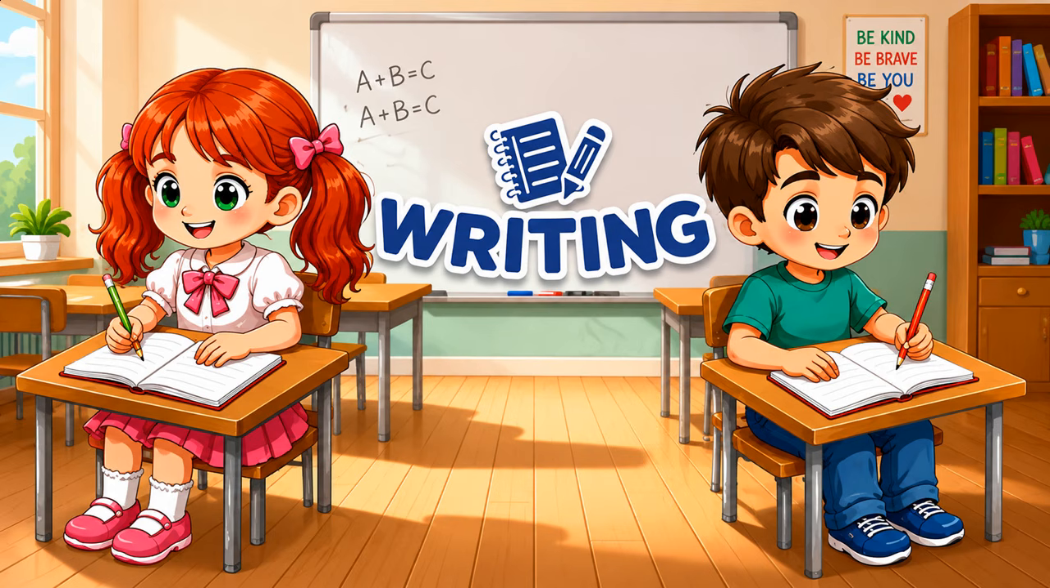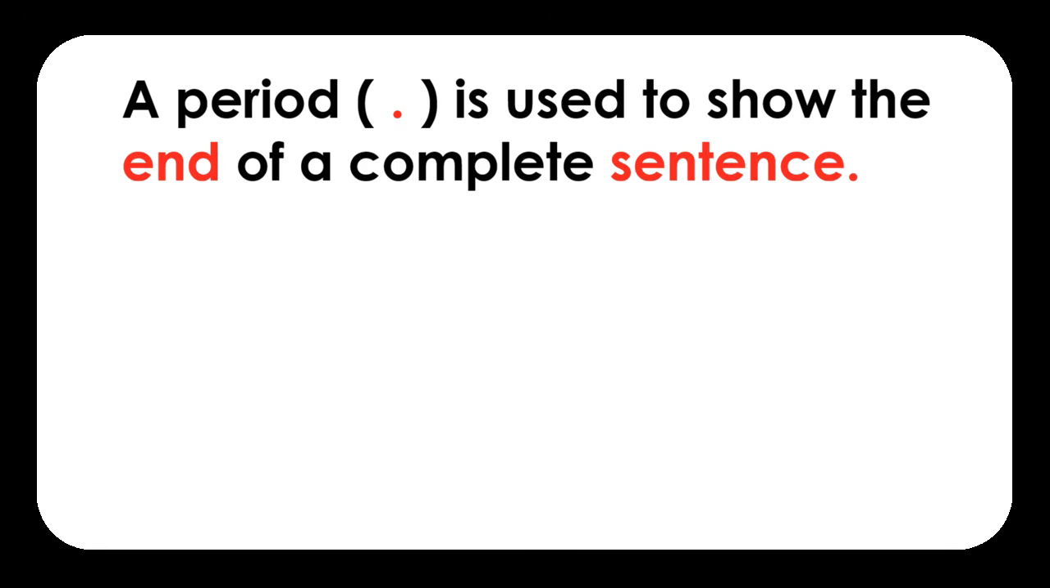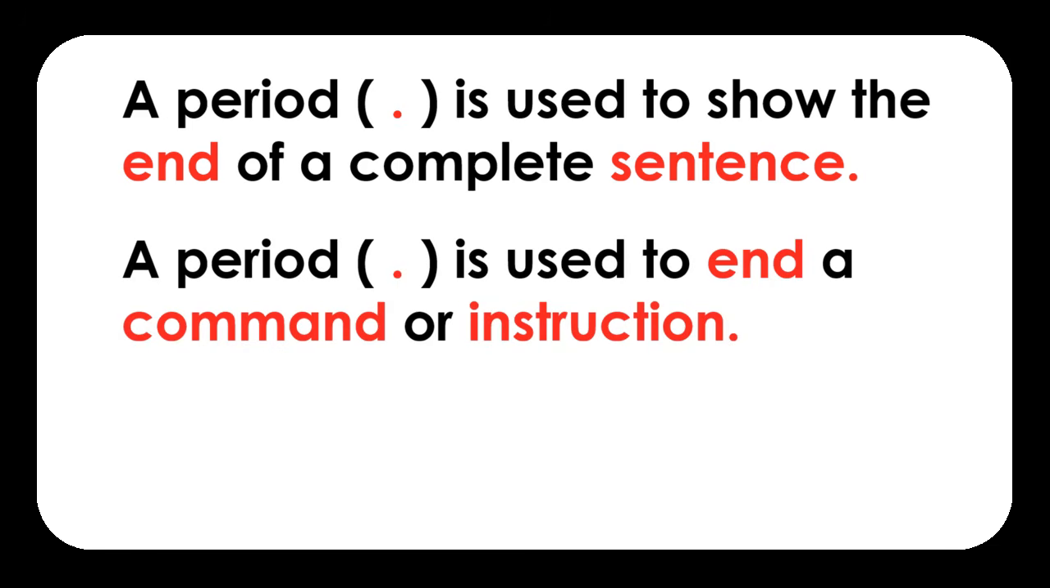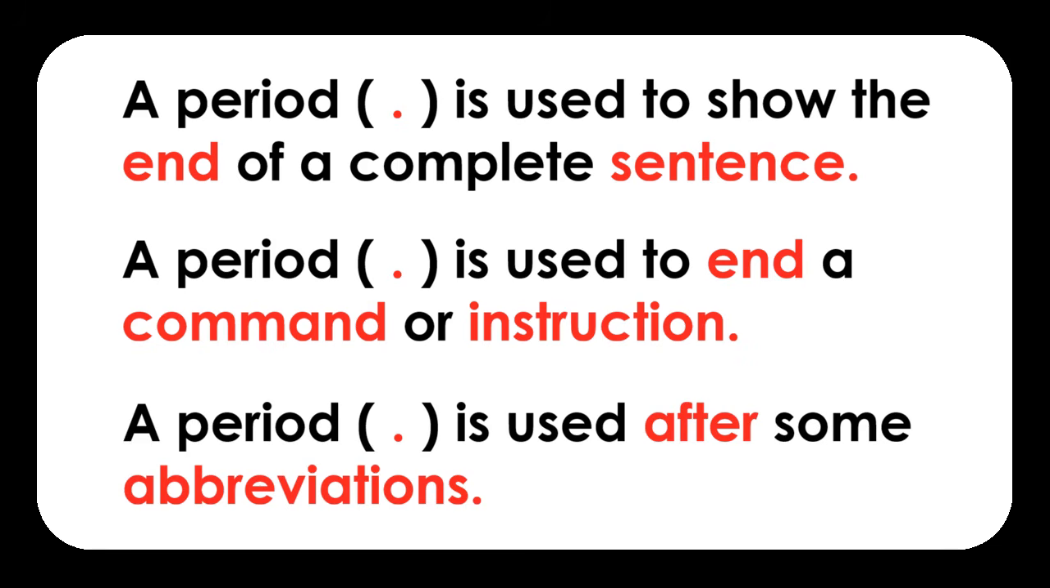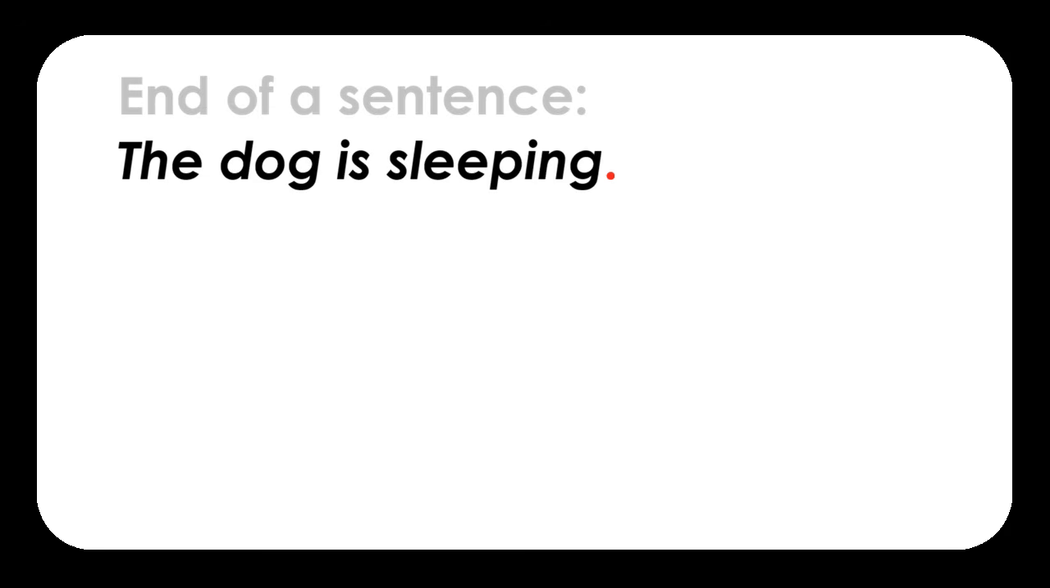Period. A period. It is a period. Let's look at how a period is used in writing. A period is used to show the end of a complete sentence, end a command or instruction, and after some abbreviations. For example, the dog is sleeping.